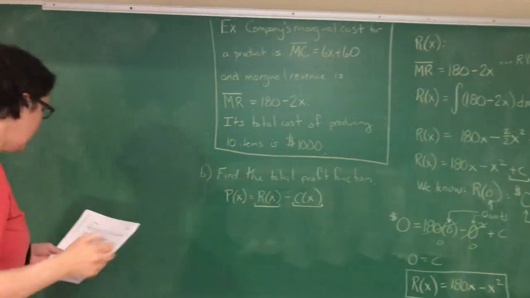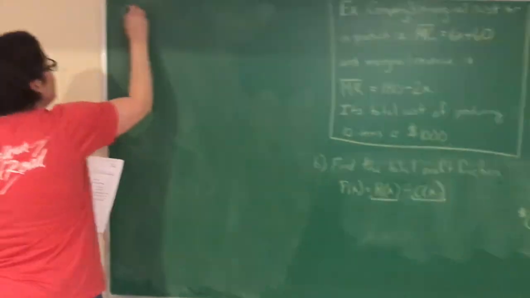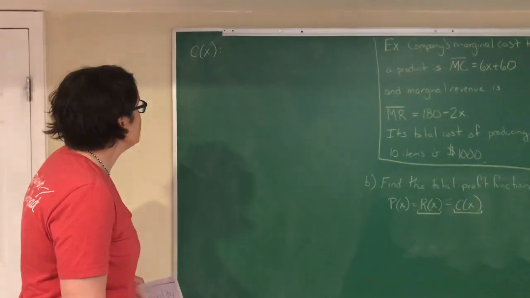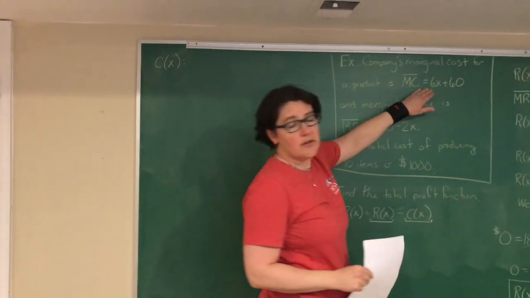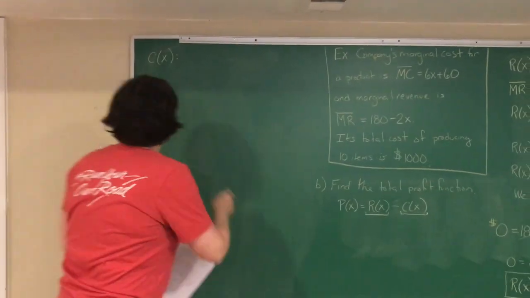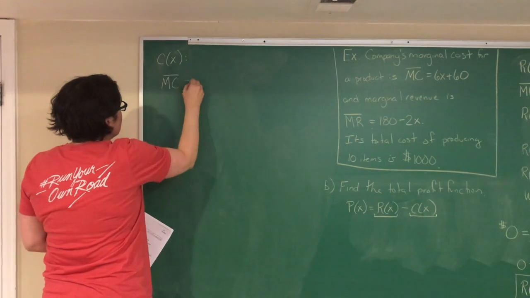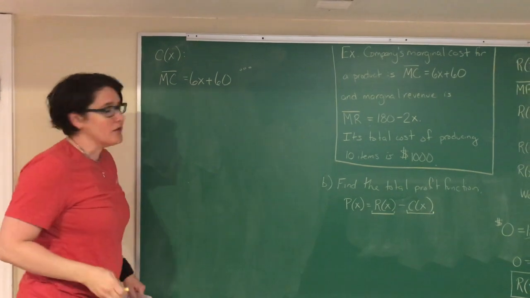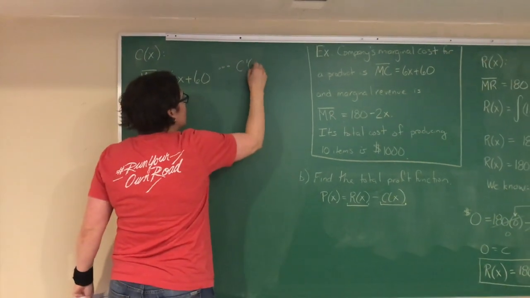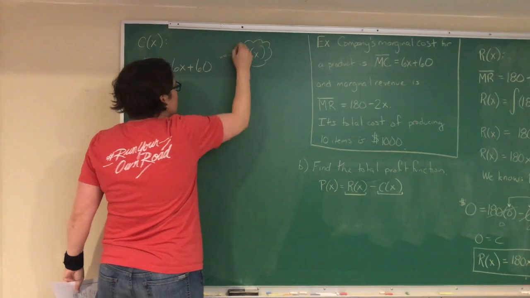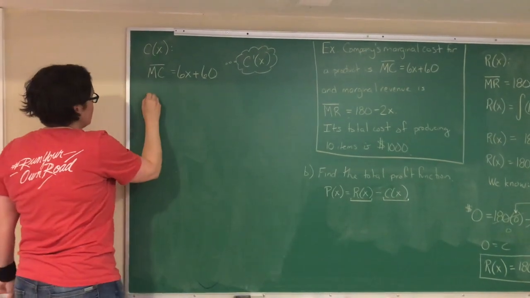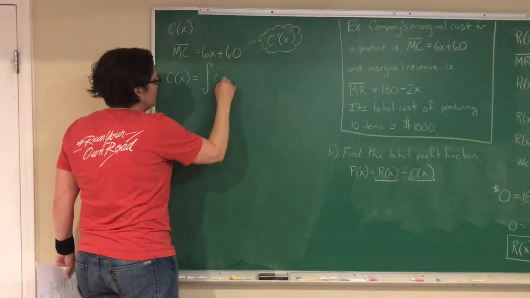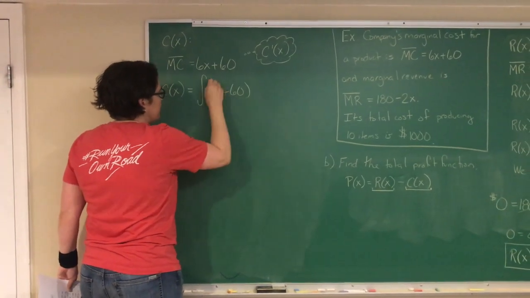Okay, so let's go on to our cost function. So we have our revenue function, and now we want to find the cost function. The information that we're given is that the marginal cost is 6x plus 60. So marginal cost is 6x plus 60, and another word for marginal cost is derivative of cost. So if I want to find the original cost function, I want to take the antiderivative of 6x plus 60.